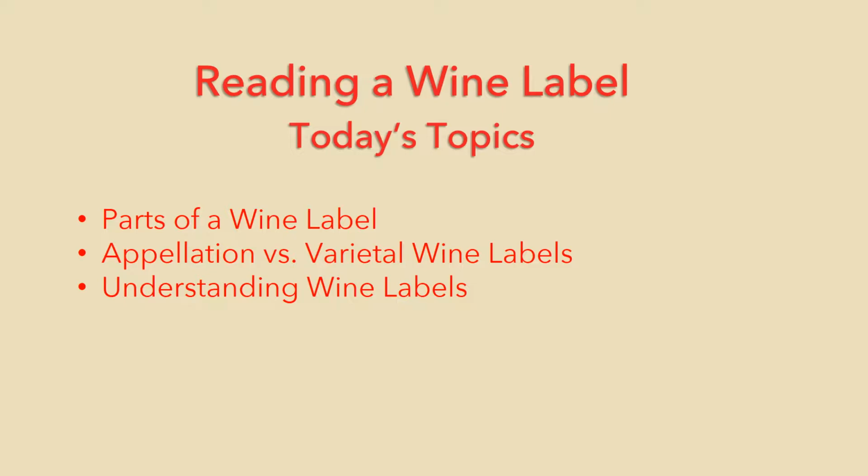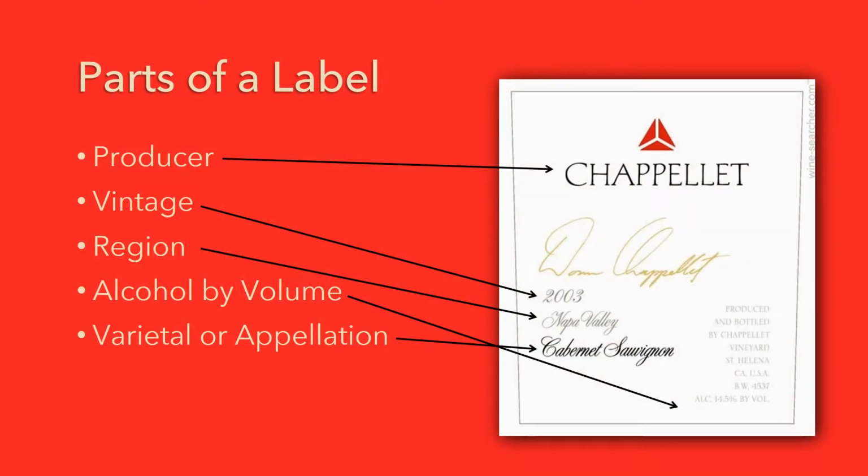In this lesson, we will cover the various parts of a wine label, appellation versus varietal wine labels, and hints for understanding wine labels. There are 6 parts of a wine label. This includes the producer, the vintage, the region, the alcohol by volume, and the varietal or appellation.